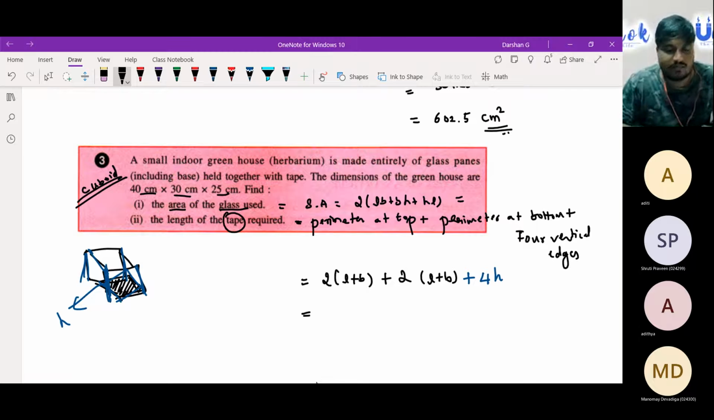Let me see who will get the answer for both the questions. Whoever has not understood this question, please let me know. I'm ready to explain one more time as well. No issues with respect to that. 2 times (length plus breadth) plus 2 times (length plus breadth) plus 4h. This is the complete length of the tape required.